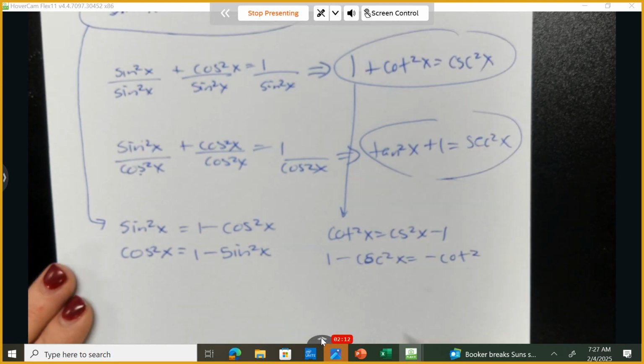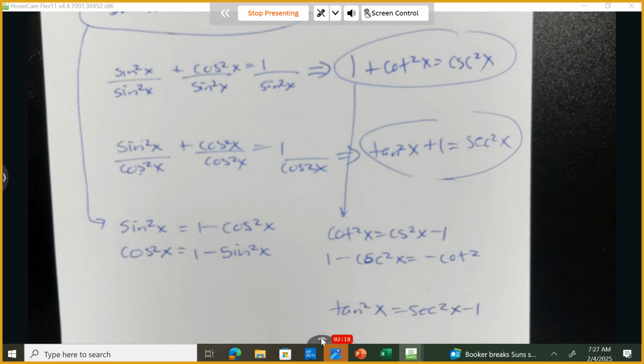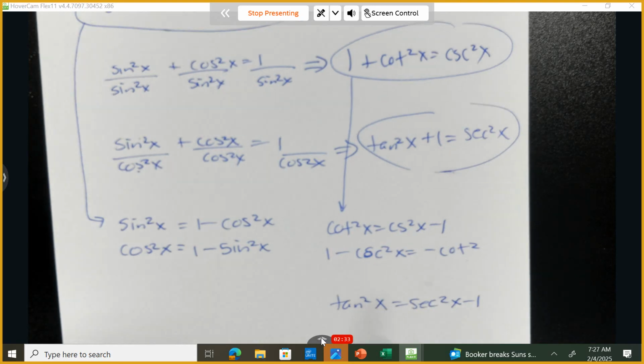We could do the same thing here for tangent. If I wanted to isolate the tangent, tangent squared is equal to secant squared minus 1, and hopefully you understand all of these. Now, the other ones we talked about, and you can see them on the board to the left, is sine is equal to 1 over cosecant. Again, cosecant is 1 over sine, and so on with the other trig functions and their reciprocals. Let's get started with the very first example.